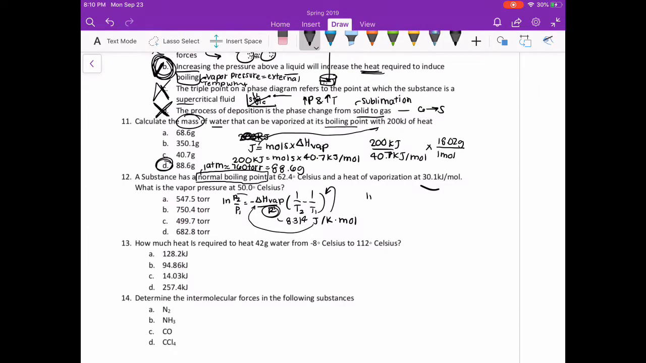So I don't know P2, so I'm just going to put 760 on the bottom because that's my P1, my normal boiling point, equals negative delta H vap. I need to convert kilojoules to joules, which is just multiplying by 1,000 to get 30,100 joules, over that 8.314.